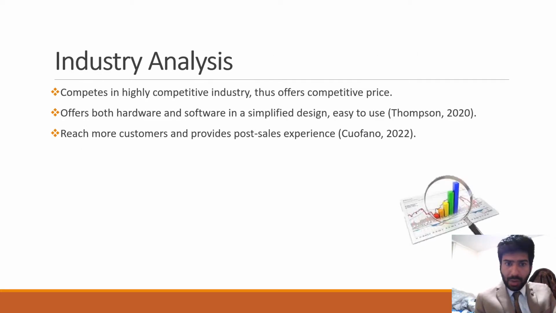Now, if we talk about the industry analysis, Apple competes in a highly competitive industry that has a high buyer bargaining power. Apple keeps these factors in mind when designing new products and when deciding on pricing. They must always stay ahead of their competitors in innovation as well as keep up with them in regards to pricing. Apple differentiates itself by providing both hardware and software in all of their devices. They also try to keep their designs simple, easy to use, interconnected, and aesthetically pleasing.